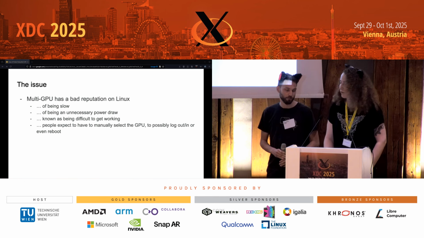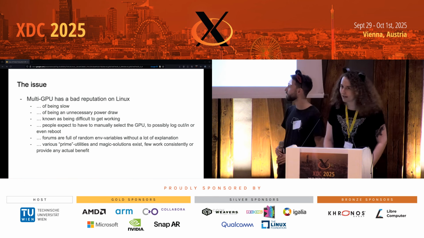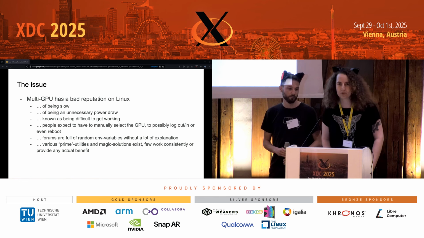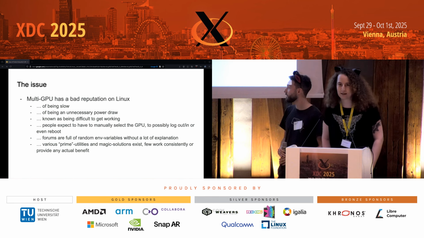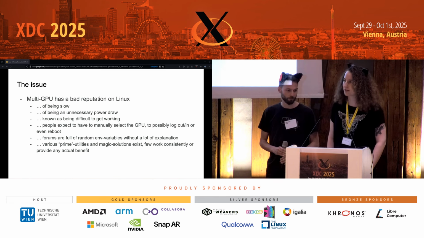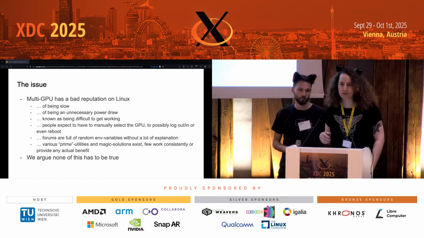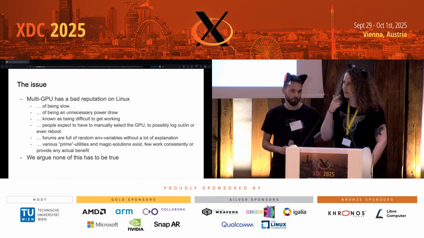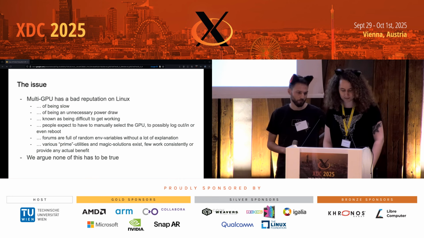And of course the situation has not improved, right? Of course, a lot of magic prime utilities also exist, some super obsolete, most not really working anymore, but people still use them because they're used to it. And the actual benefit of these applications is questionable at best in a lot of cases. We want to argue that none of this has to be true. Even if there's a bunch of code paths that are slow and could be optimized in the drivers, we can already do so much better in user space than we currently are doing.